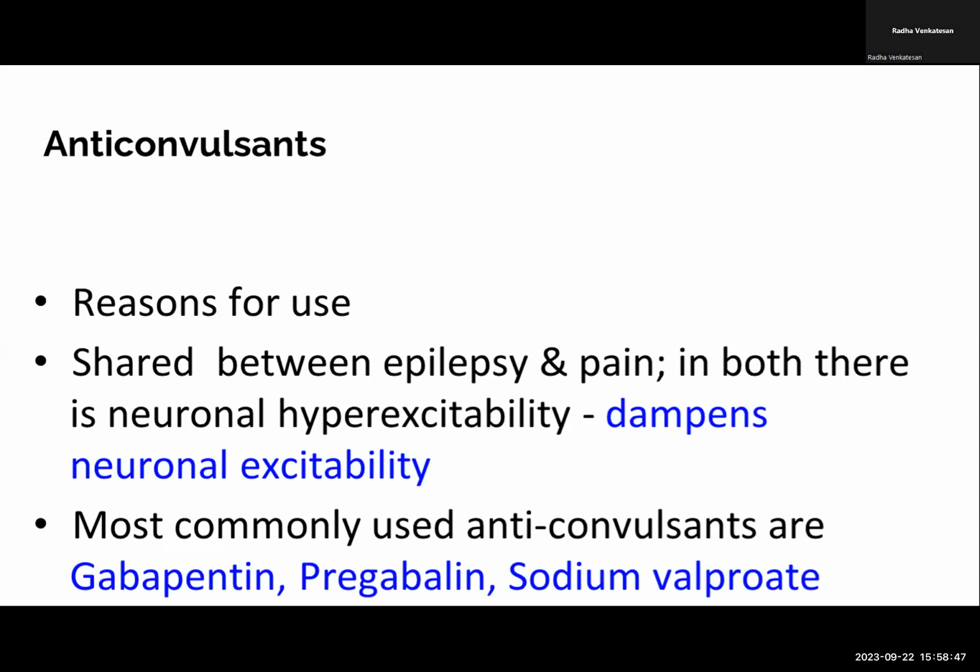Again, that same function is used in very, very low doses. For example, for epilepsy, they may use 200 milligrams 3 times or 300 milligrams 3 times, whereas when you're using it for pain relief or as an adjuvant, we will start from 100 milligrams 2 times or 100 milligrams once, something like that. So that is the important thing. The most commonly used anticonvulsants are gabapentin, pregabalin, and sodium valproate. Next slide, please.